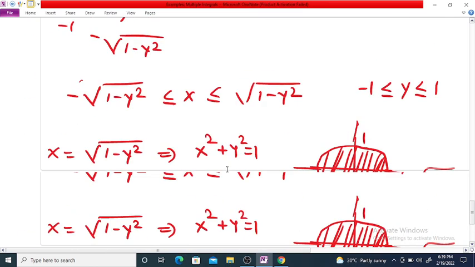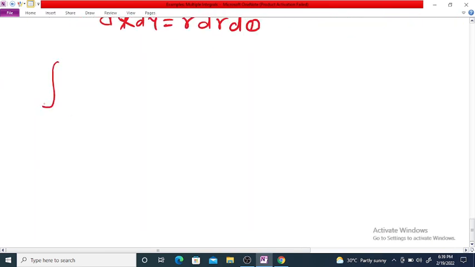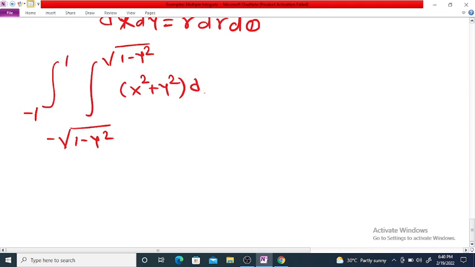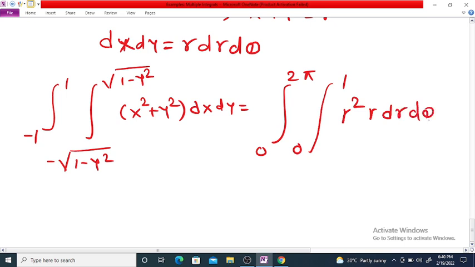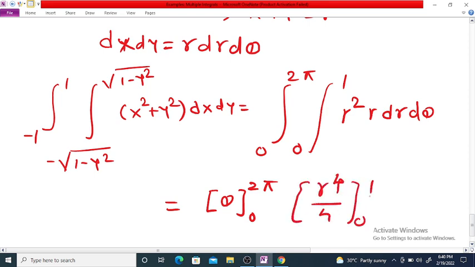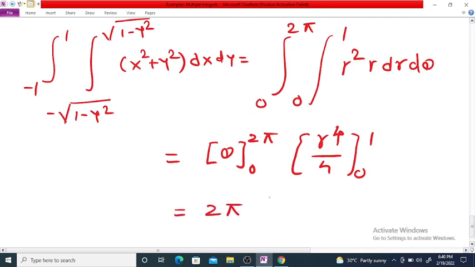And therefore the given integration, minus under root of 1 minus y square to under root of 1 minus y square, x square plus y square dx dy, is equal to 0 to 2 pi. What is r here? r is 0 to 1 and theta is 0 to 2 pi, the whole circle. x square plus y square is r square, and dx dy is r times dr d theta. So again, the integration of d theta is theta from 0 to 2 pi, and r square into r is r cube, and the integration of r cube is r raised to 4 divided by 4 from 0 to 1. So this is equal to 2 pi into 1 by 4. So again the answer is pi by 2.